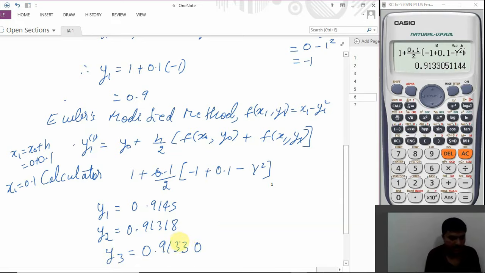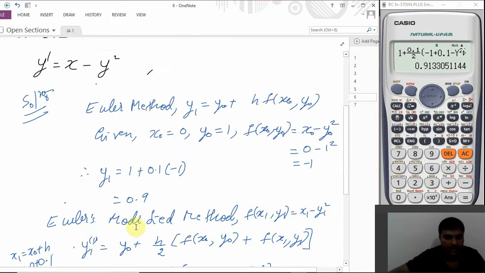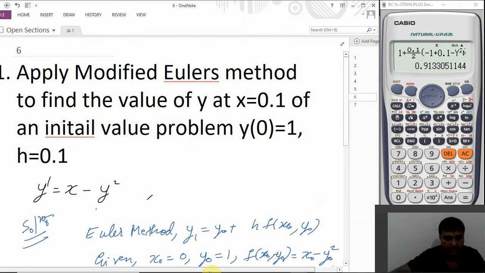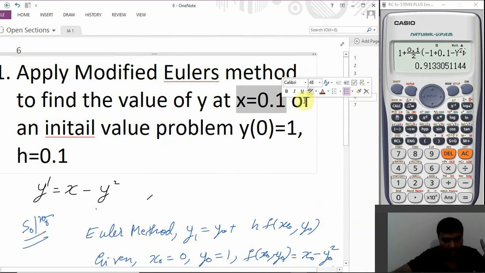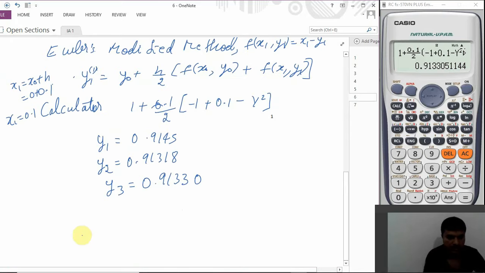Yes friends, without wasting your time, we'll go to the next method, that is the RK method. Yes students, you can see: apply 4th order RK method to find the value of y at 0.2 of the initial value problem. y of 0 is equal to 0, h is equal to 0.2. Okay, this is the question they have given. Quickly write down the formula you should remember here. So solution, first you write all the formulas of k1, k2, k3, k4, and next you have to write the value of k.